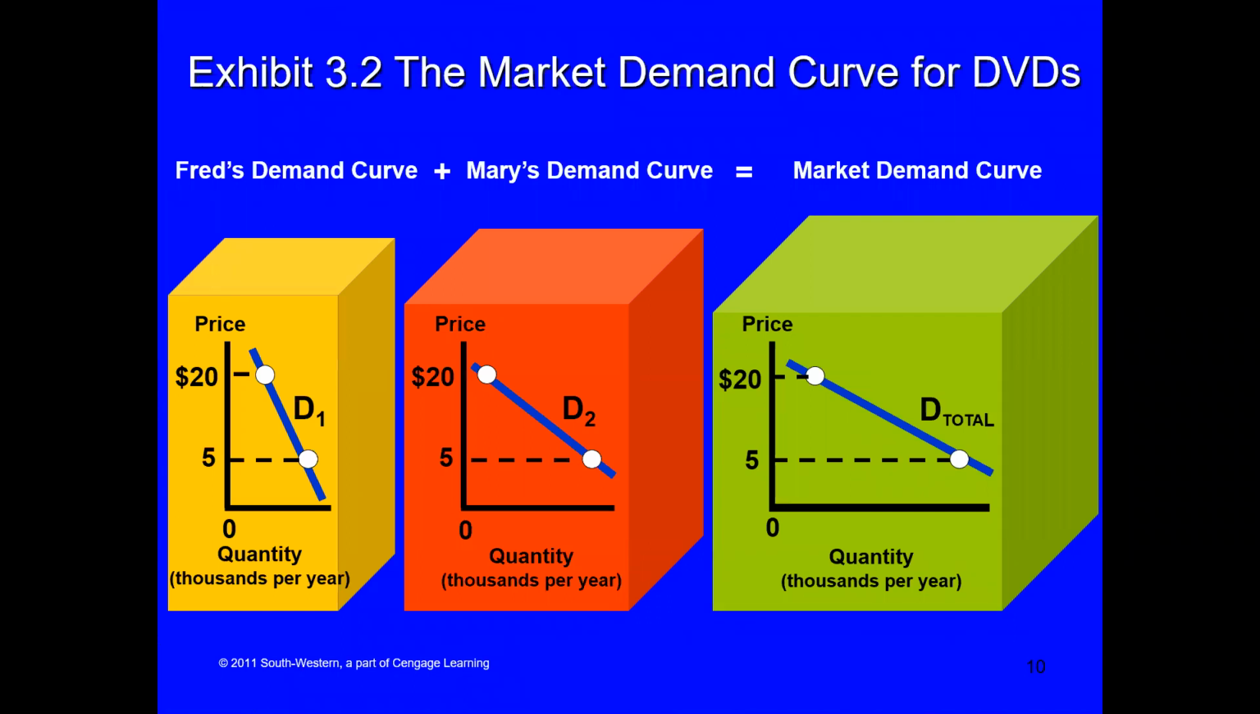And we could do that for $20, $15, $10, $5, and end up with this last market demand curve over here, which you can see is a little bit flatter, but still shows that inverse relationship between price and quantity. It still has the same shape as any other demand curve for an individual or for the market.